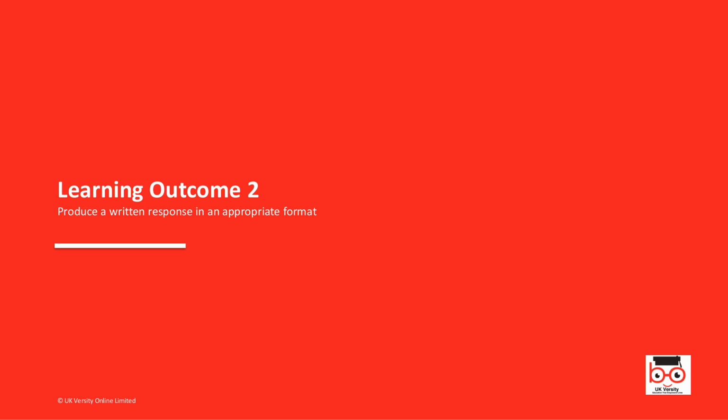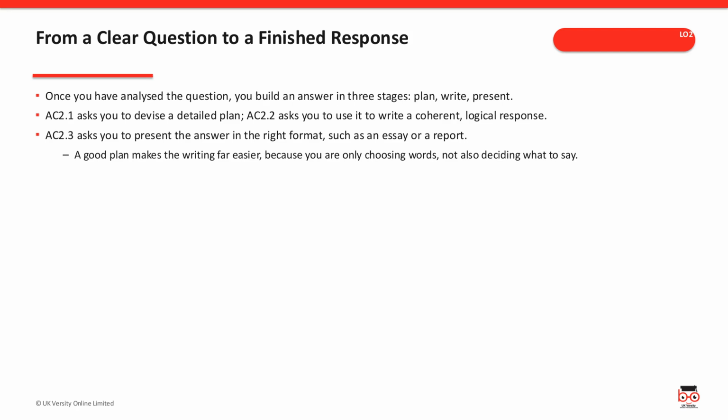Now that you can read a question closely, this outcome is all about answering it. We'll move through 3 stages together: planning your response, writing it clearly, and presenting it in the right format. Once the question is clear, building your answer happens in 3 stages: plan, write, present. First, you devise a detailed plan, then you use it to write something coherent and logical, and finally you present it in the format the task asks for.